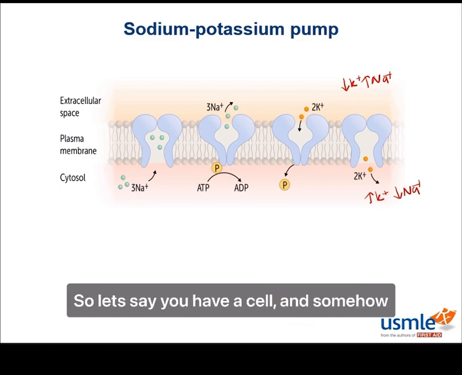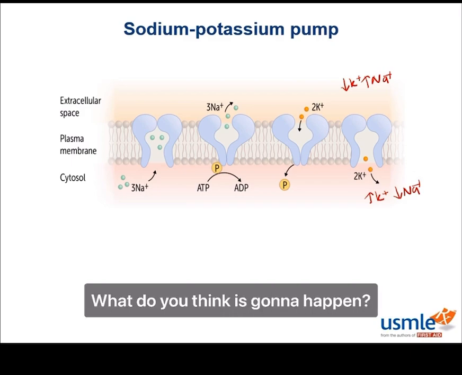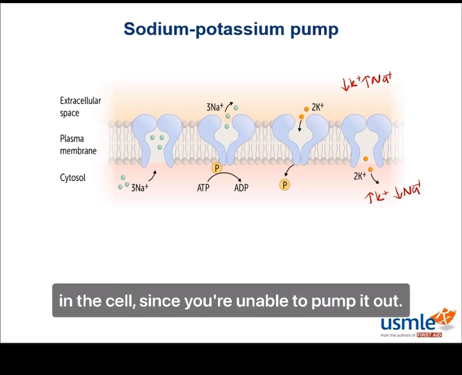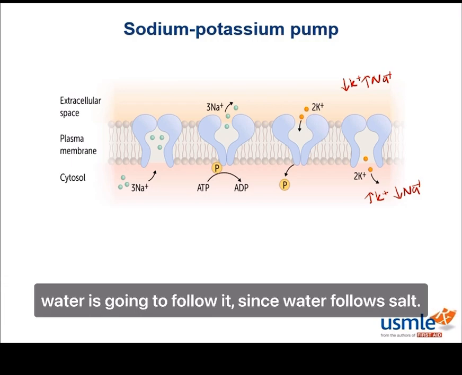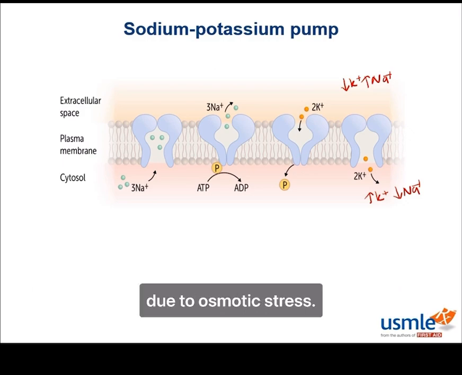So let's say you have a cell and somehow the sodium-potassium pump isn't working. What do you think is going to happen? Well, first of all, sodium will start to accumulate in the cell since you're unable to pump it out, and whenever sodium concentration increases anywhere, water is going to follow it, since water follows salt. The cell can swell and can eventually lyse due to osmotic stress.